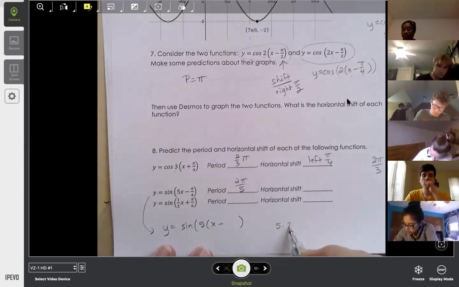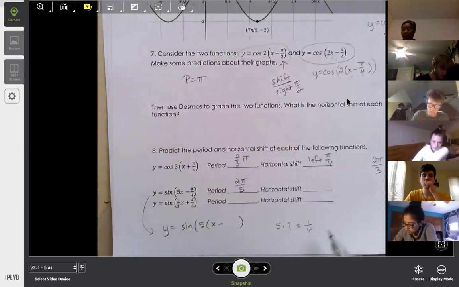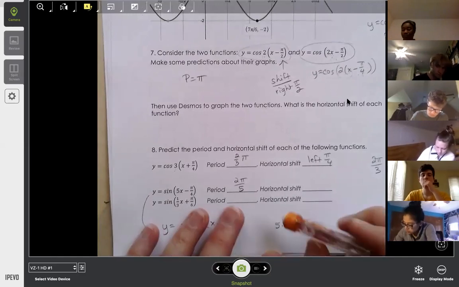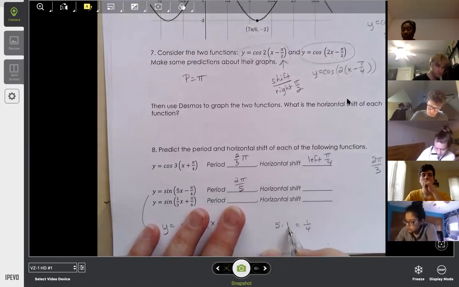Five times what equals, basically, 1/4? I'll throw the pi in later. 5 times what equals 1/4? It's a fraction. What fraction? 1 over what?